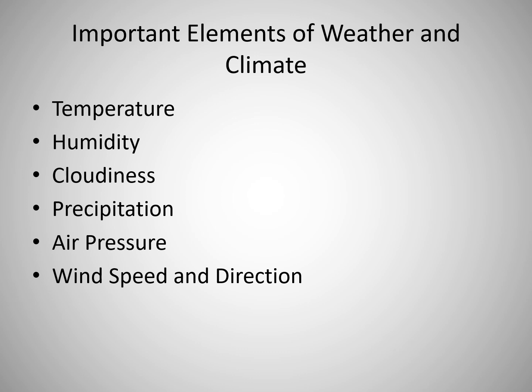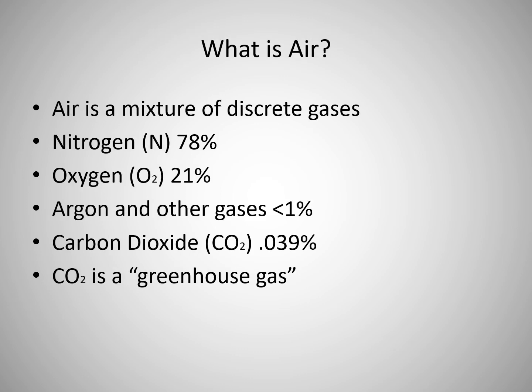All right, you don't need to write any of this down, but let's say if you were to become a meteorologist, first of all, you'd have to transfer up to NC State to become a meteorologist, and let's say you're going to go work for the National Weather Service. These are the kind of things that you would be measuring constantly: temperature, humidity, probably in the form of relative humidity, cloudiness, precipitation, air pressure, wind speed, and direction.